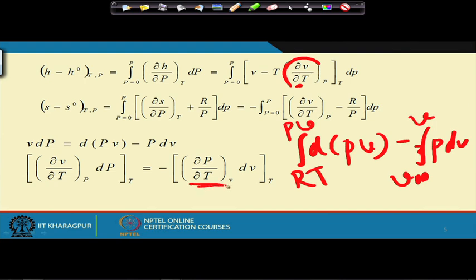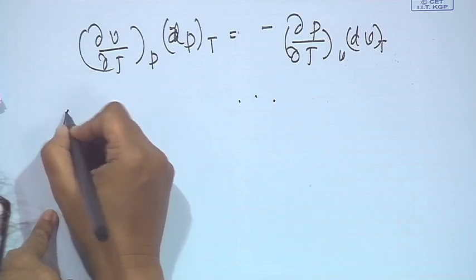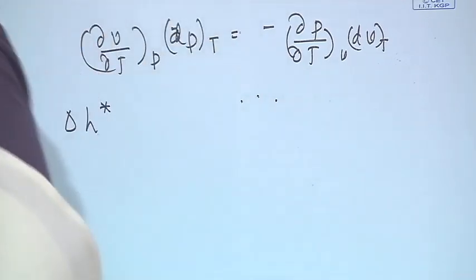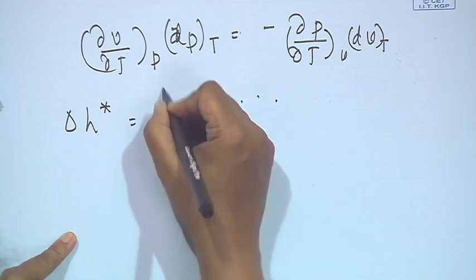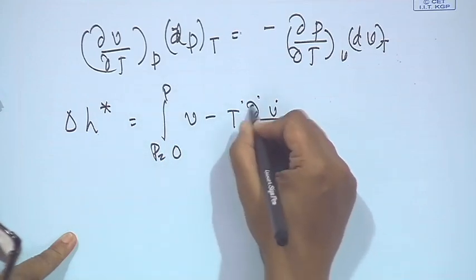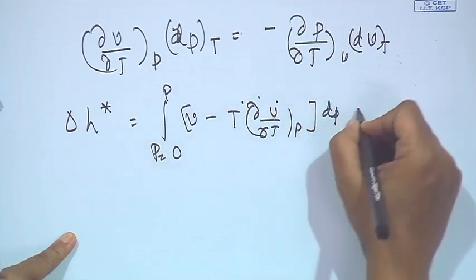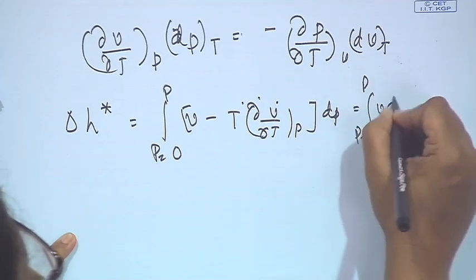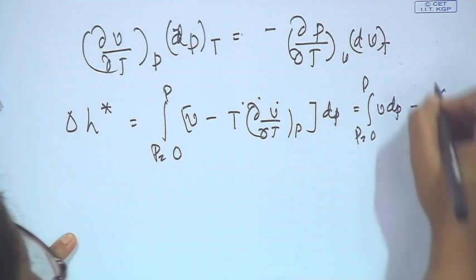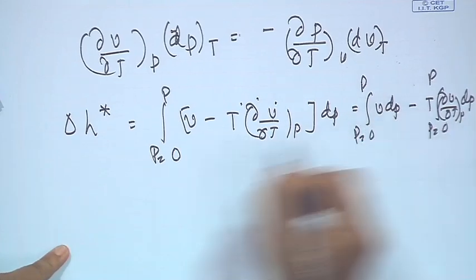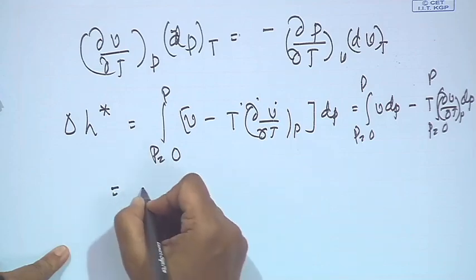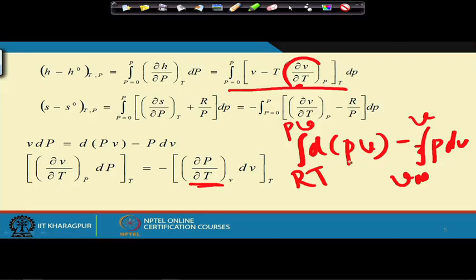Fine. By doing this, what have we actually achieved? By making these substitutions, we find that the equation which we had obtained here, I will just write down the equation once more for your convenience. V minus T del V del T at constant P, whole thing as dP, which can be written as integral from P equals 0 to P of V dP minus T integral from P equals 0 to P of del V del T at constant P dP, right. So, instead of V dP, we substitute it just the way I have written down, with d(PV), and then the integration gives us PV minus RT.